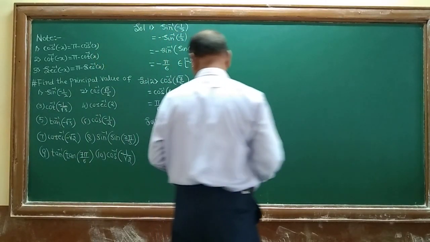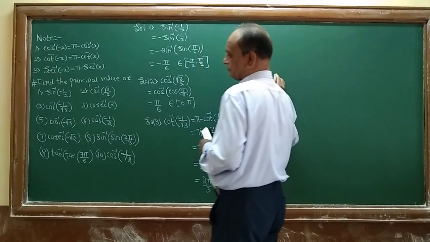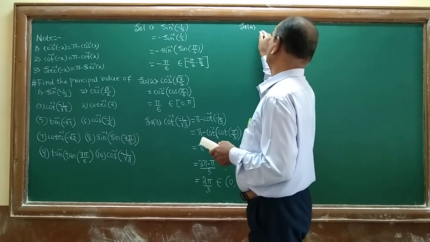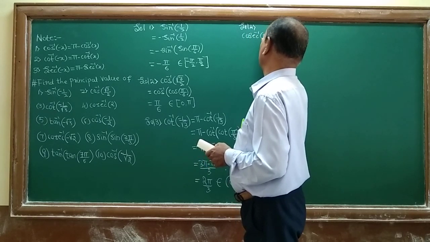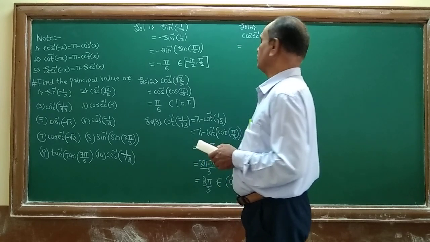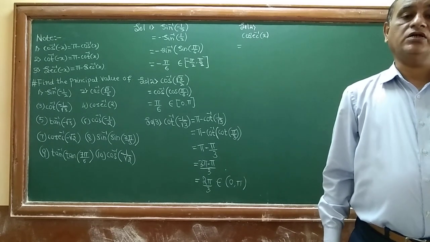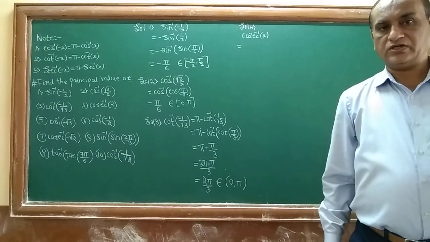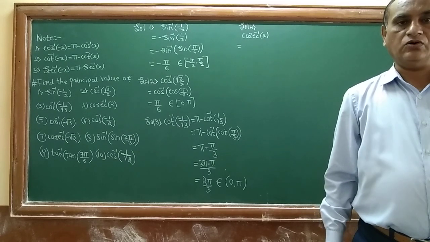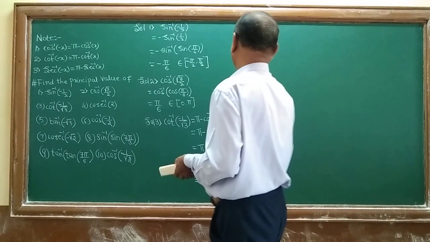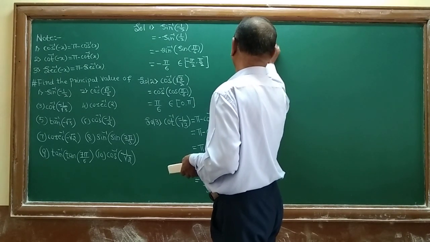Then come to the next one, example number four: cosec inverse of 2. Cosec is the reciprocal of sin, so cosec inverse x is equal to sin inverse of 1 by x, and sin inverse of 1 by x is cosec inverse of x, on the same line. Here 1 by x is 1 by 2.